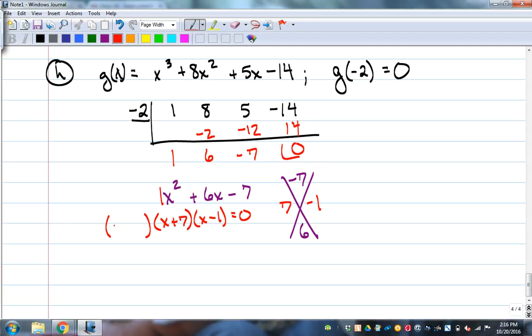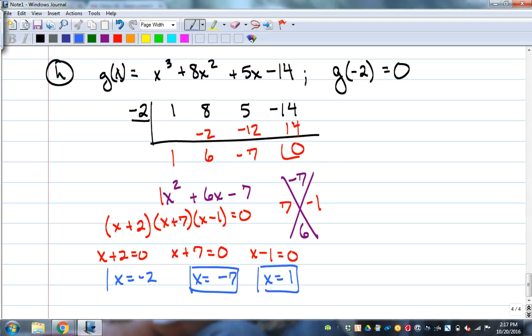not x minus 2, but x plus 2. Remember, they changed signs because -2 was a 0, so x plus 2 was the factor that came from that. That's what I want you to start recognizing. If you get that, then it's gonna make things a little easier as you go. There's our -2. There's our -7. There's our 1. And everything worked out great. We're all happy campers.